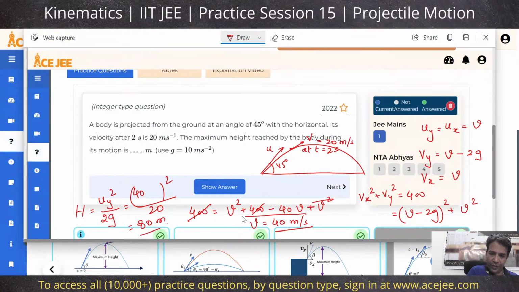Because remember, this v is what? This v is the u cos 45 or u sin 45, which are one and the same thing. It should be 80 meters. So let me go back into the class now.